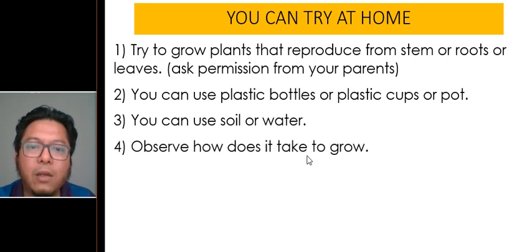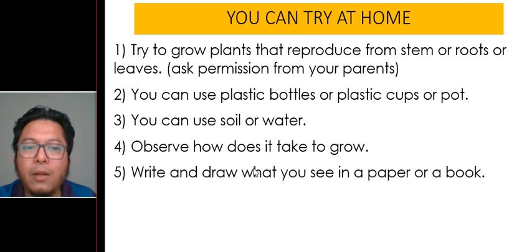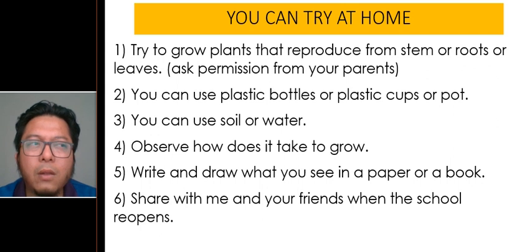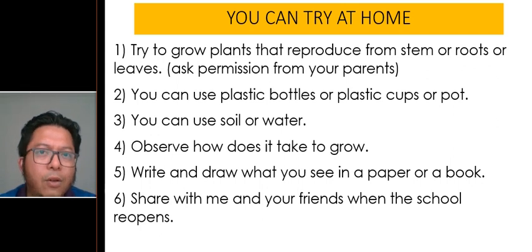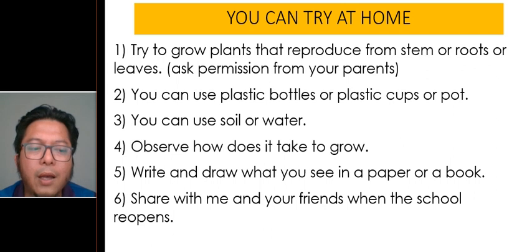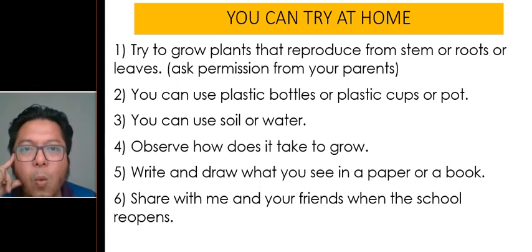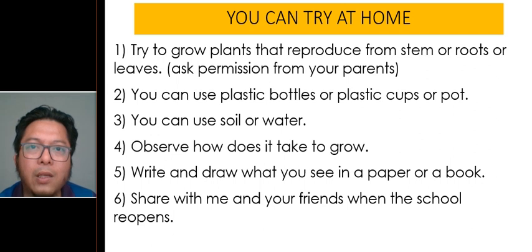Observe how does it take to grow. How long does it take to grow? How does it change? What happened? Write and draw what you see in a paper or book as a science journal. Share with me and your friend when the school reopens. Now, school, if I'm not mistaken, will be reopened on the 3rd of June after Raya. So after Raya, we should have a list of your journals. So you need to do 2 journals like I said. One is flowering plant and second is plants that reproduce without seed.